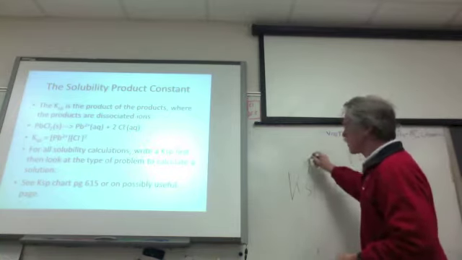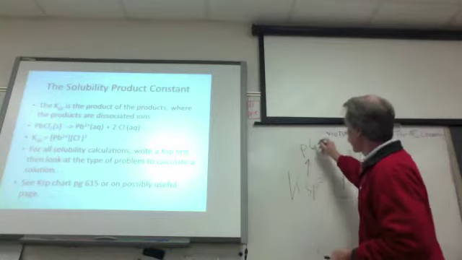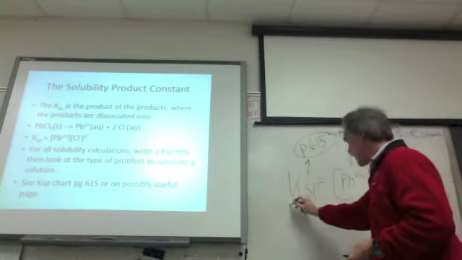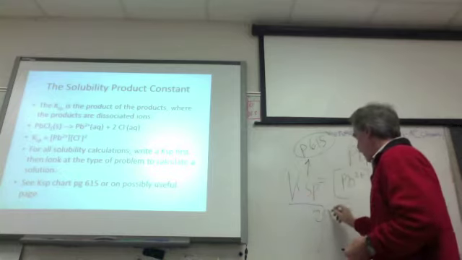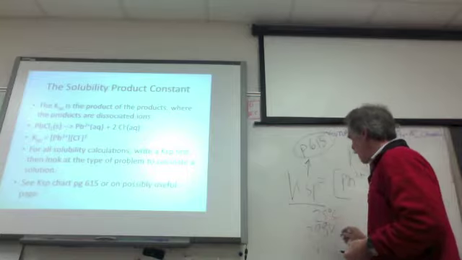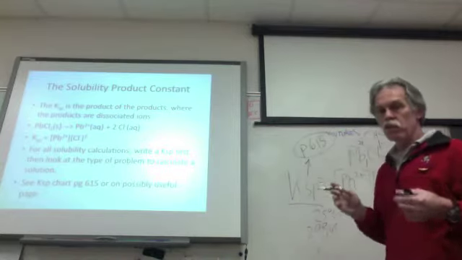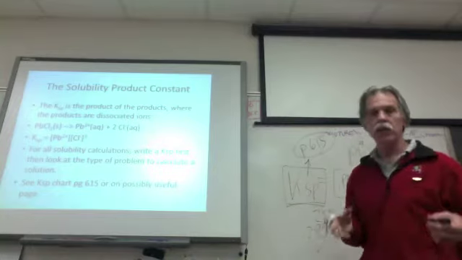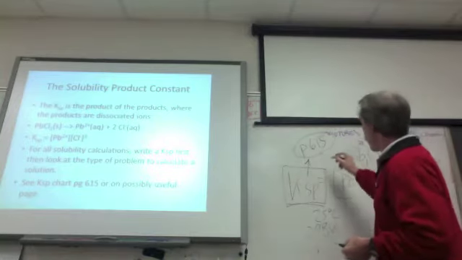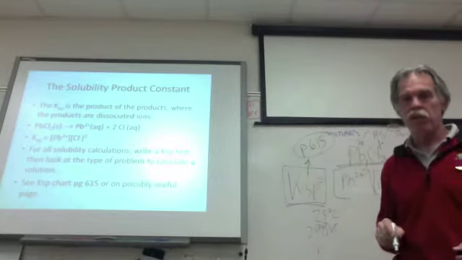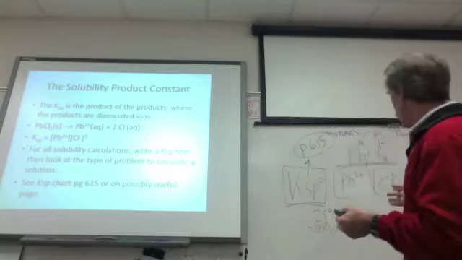So for the solubility calculations, there's a chart on page 615, and this will be given to you and is possibly useful. It is the Ksp at 25 degrees Celsius or 298 Kelvin. And when you do these problems, in almost every case, you're going to be looking up the Ksp for the substance you write the Ksp expression for.